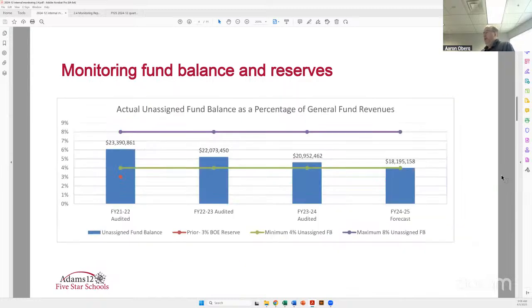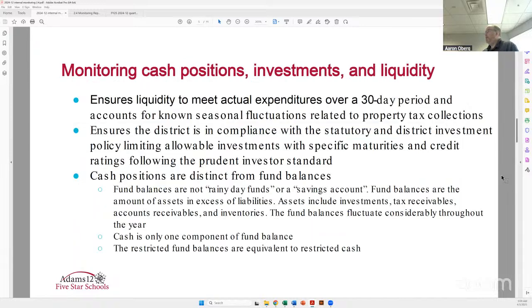So we show that we're in compliance with that piece, that we show that our minimum fund balance percentage is met, the 4% is met, and we haven't been over that. We do show the overall trend. Again, this is through December 31st.